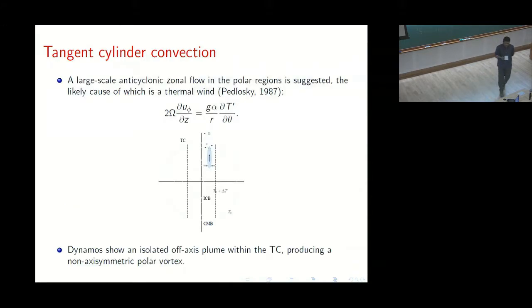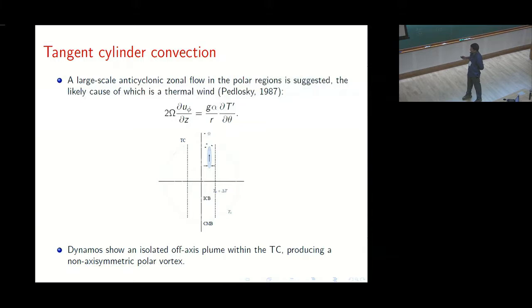Now, this study is mostly about a region of the Earth's core called the tangent cylinder, which has been the subject of considerable interest. This cylinder is actually an imaginary cylinder which is tangent to the Earth's inner core, and it's parallel to the rotation axis. And observations of the secular variation of the Earth's magnetic field suggest that there are anticyclonic vortices in the polar regions. And this has been used to actually probe the deep interior of the planet.